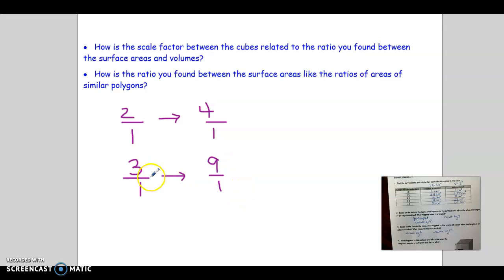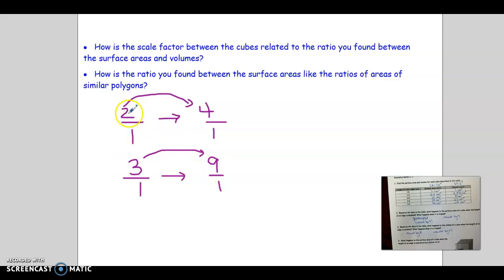Do you see something that's happening to this ratio to create this ratio? You might be tempted to say right here, oh, it doubles. But then you look here, did it double? Nope. So what relationship is going on here that makes a 2 become a 4 and a 3 become a 9? I hope that you can see that means it's being squared. So whatever your linear ratio is, you need to square it to get the ratio of the surface areas.